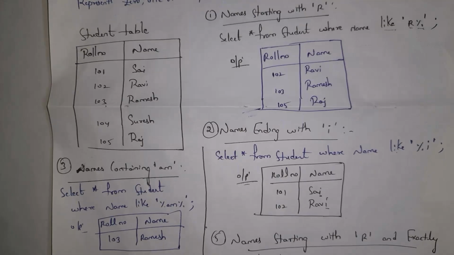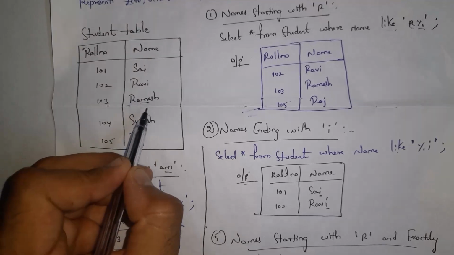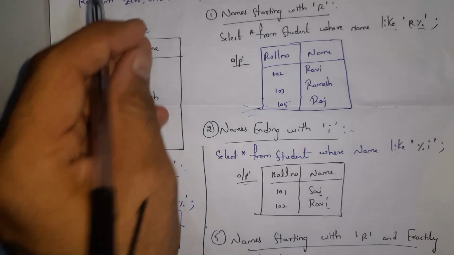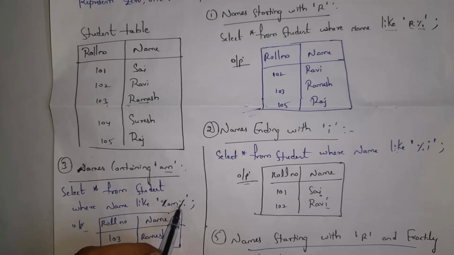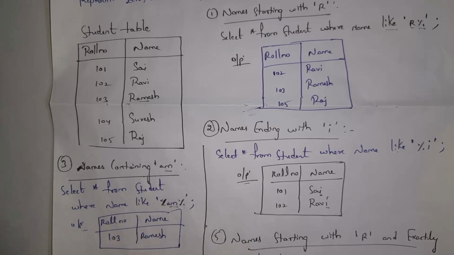For example, I want to find names of the students whose name contains am. If you observe Ramesh, in Ramesh there is am, so I need to get this output. For that I need to write select star from student where name LIKE. Starting can be any characters and the last can be any characters, but in between there must be am. So percentage, am, percentage in quotations. Whenever you execute this query, I'll get output Roll number 103, Ramesh.